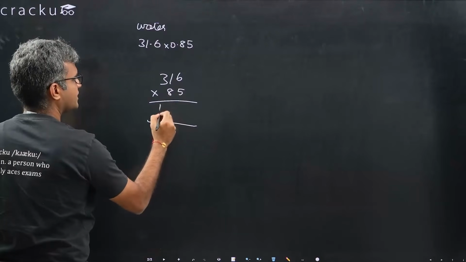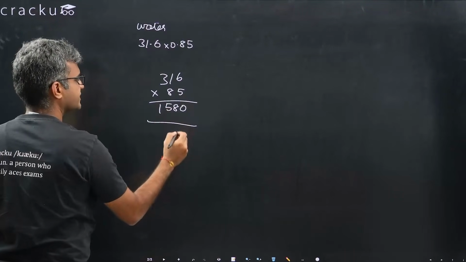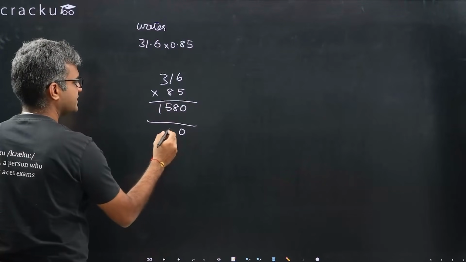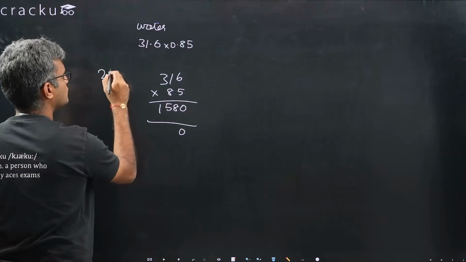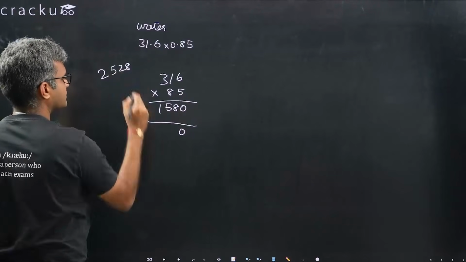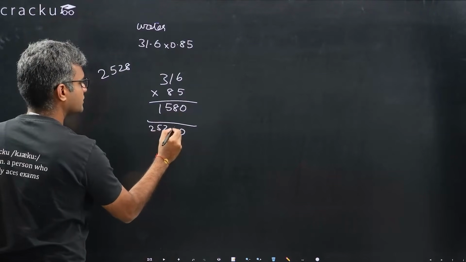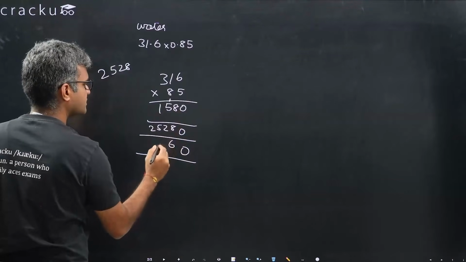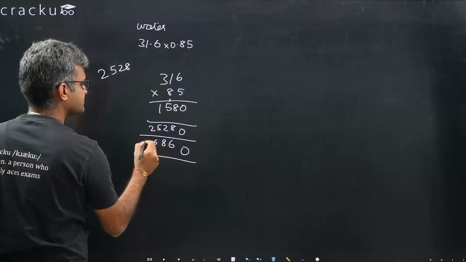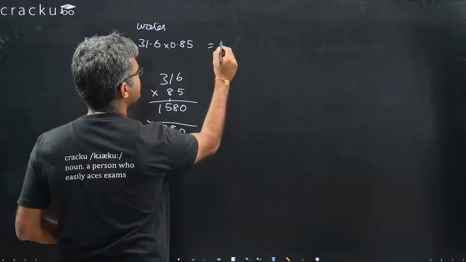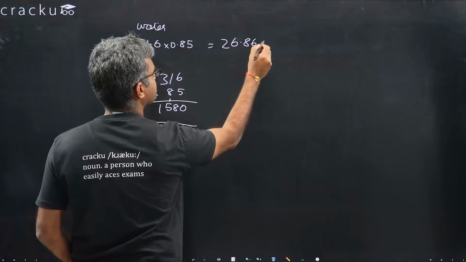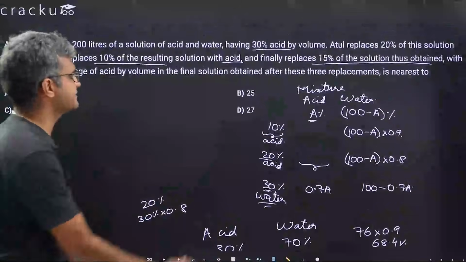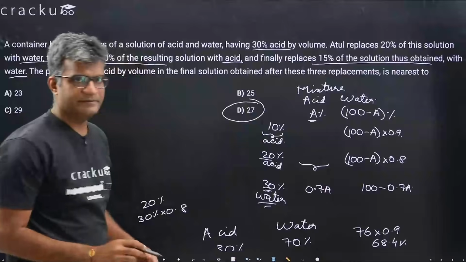This will be 1580. We have a 0. 316 into 8 is 2528. So this will be 0, this will be 6, this is 1, this is 8, so this will be 26.86%. So the percentage of acid after all of these things are done will be very close to 27%, which is option D.